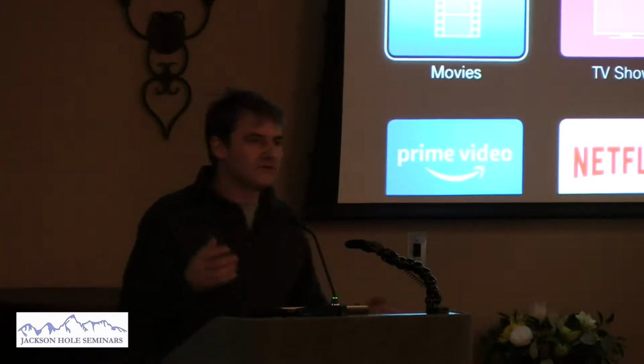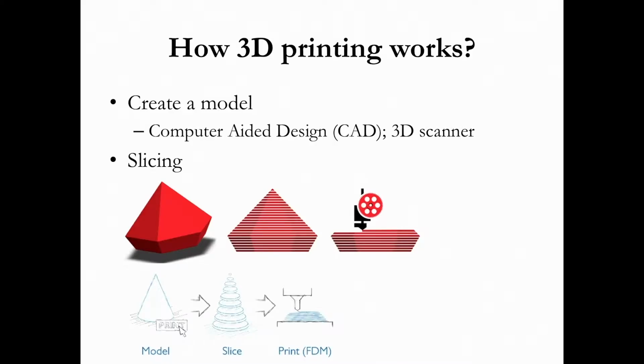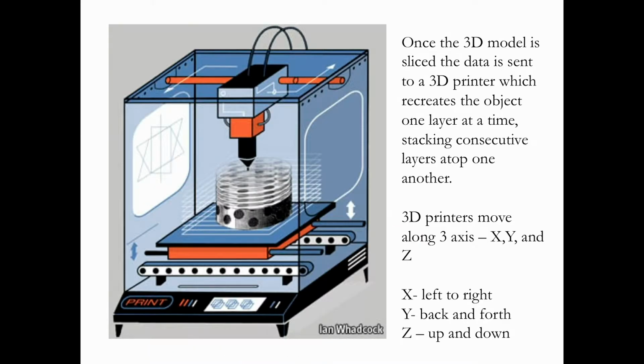The most famous file for 3D printer is the STL file, the name comes from stereolithography, that was the first technology applied to 3D printing. Once the 3D model is sliced, the data is sent to a 3D printer, and the 3D printer releases a specific material layer by layer under computer control, moving along 3 different axes.